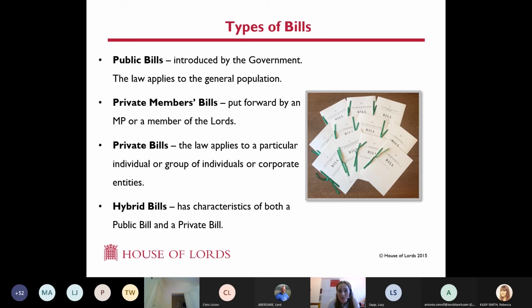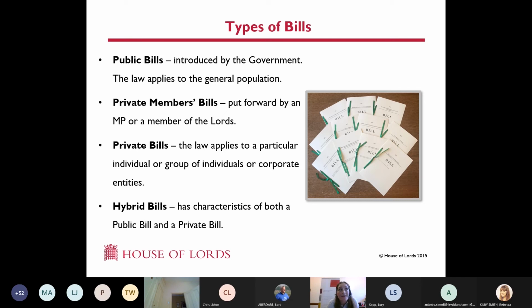We then have what's called private bills and hybrid bills. Don't worry too much about these because they're not really common, but just for completeness, these are another type of bill. Private bills are where the law applies to a particular individual or a group of individuals or a corporate entity. An example is the Highgate Cemetery Bill that's currently before Parliament, which affects those who have an interest in Highgate Cemetery in London rather than the population as a whole.